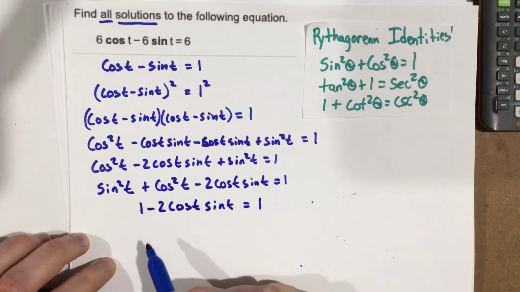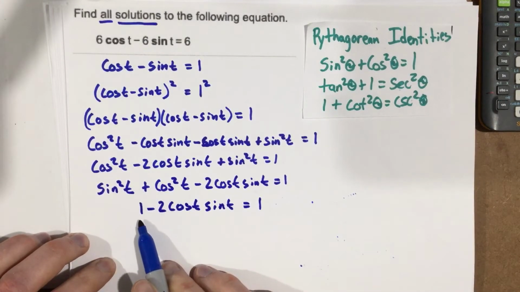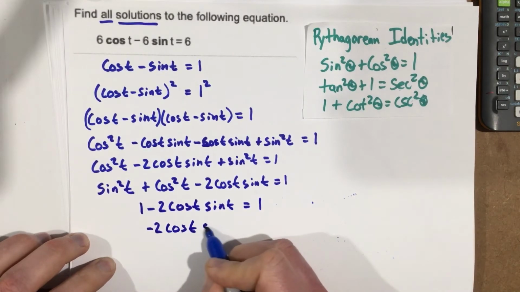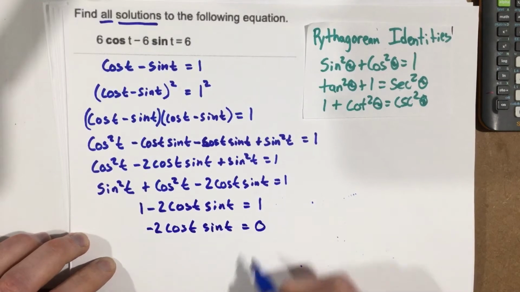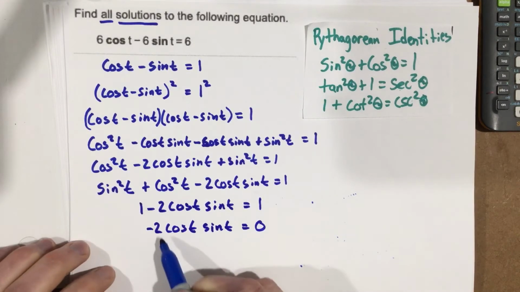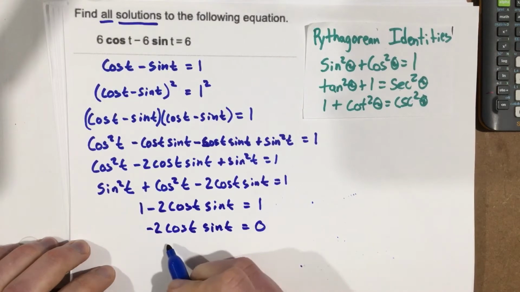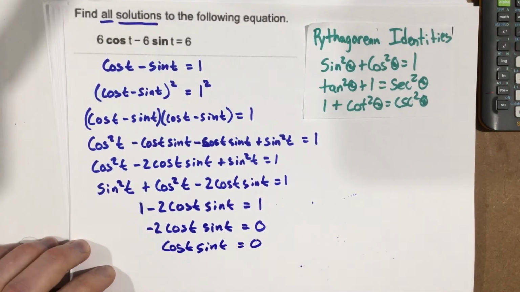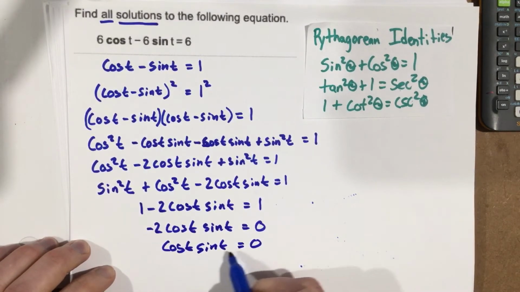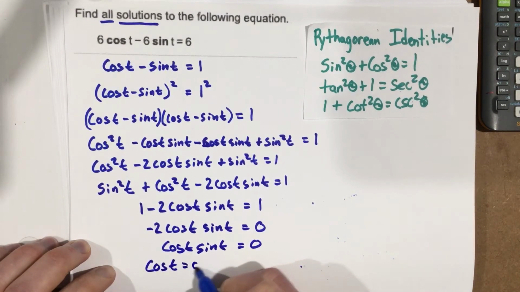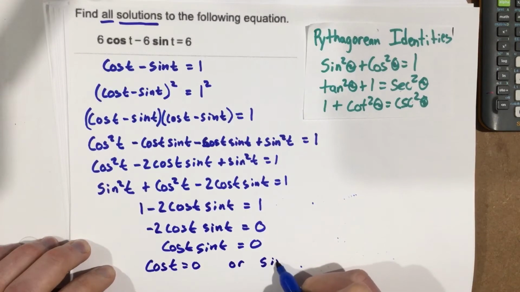Now you should be able to see that really worked out nicely, because if I subtract the 1, I get negative 2 cosine t sine t equals 0. And remember, we're always trying to get these things to equal 0 to find those roots. So now we're going to divide by negative 2, and it still stays 0. It's cosine t sine t equals 0. So I have the zero product property here, which is nice. I can say cosine t equals 0 or sine t equals 0.